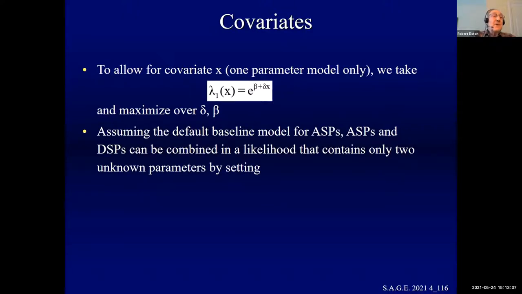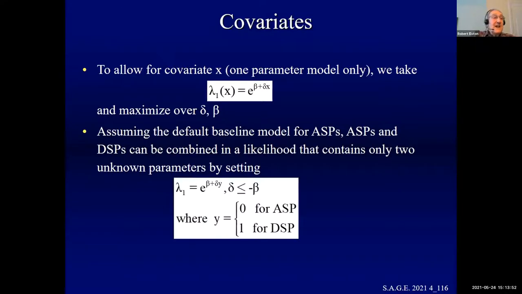Assuming the default baseline models for affected sib pairs, the affected sib pairs and discordant sib pairs can be combined in a likelihood that contains only two unknown parameters by setting lambda 1 equal to e to the beta plus delta y, where delta is less than or equal to minus beta, and y is 0 for affected sib pairs and 1 for discordant sib pairs.